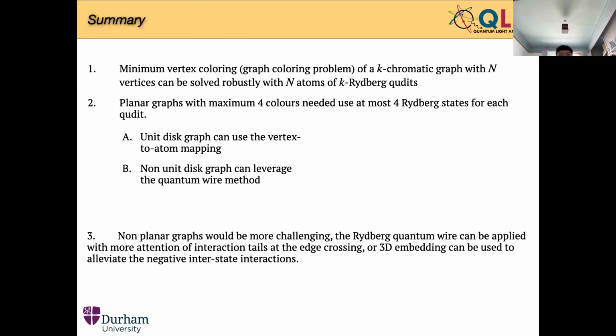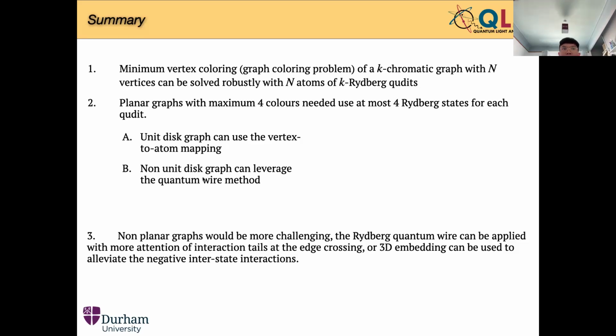So, the summary. Sorry for spending a long time on this one. We can solve the minimum vertex graph coloring problem for a K-chromatic graph with n vertices with n atoms of K Rydberg-Qudit levels. If the graph is K-chromatic, it means that this graph needs at least K colors to solve the graph coloring problem. We only need n K-level Rydberg-Qudit atoms to solve them robustly. And for planar graphs, you can use unit graph vertex-to-atom mapping or non-unit graphs.